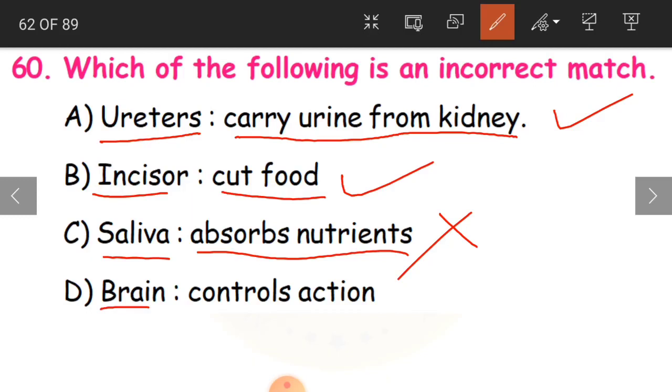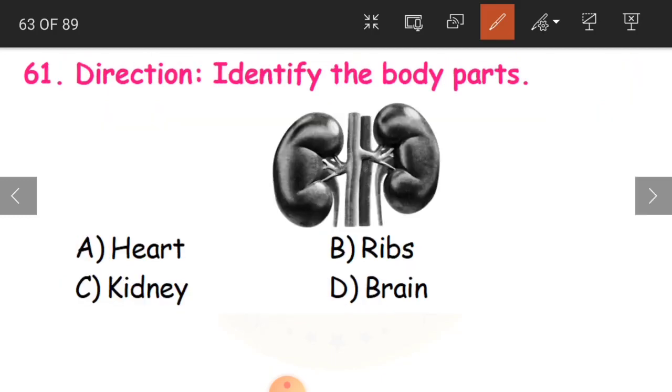And whereas brain, children, it controls actions of the human body. This is also correct. So what is the correct option here? C. C is the answer. Clear? Now, 61st question. Identify the body parts.